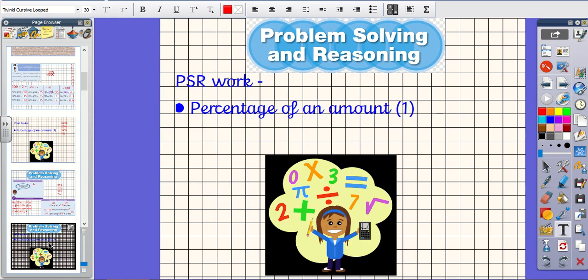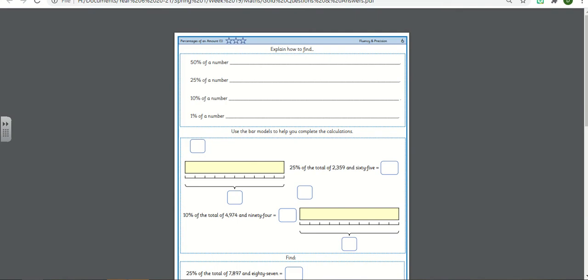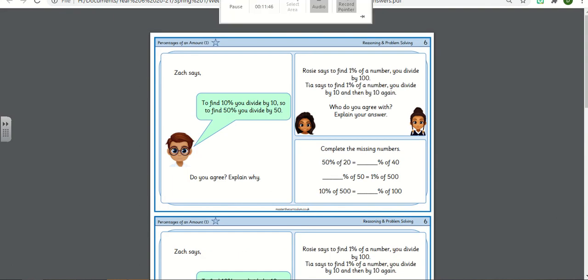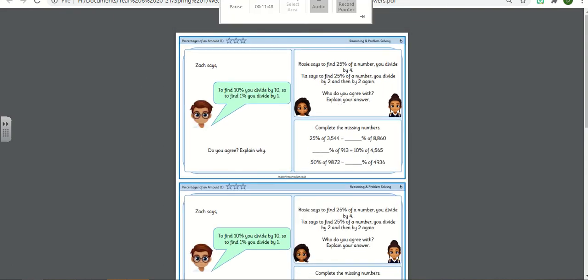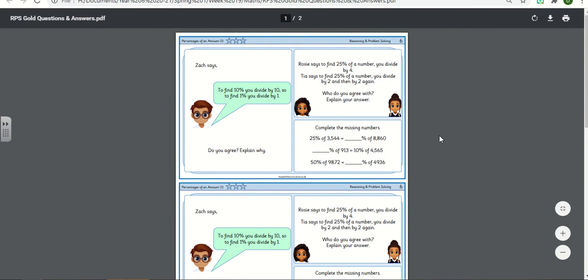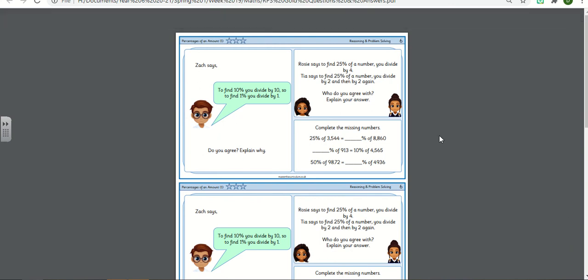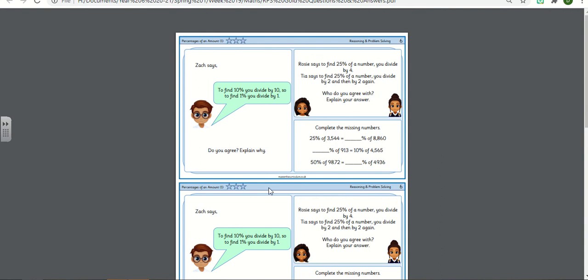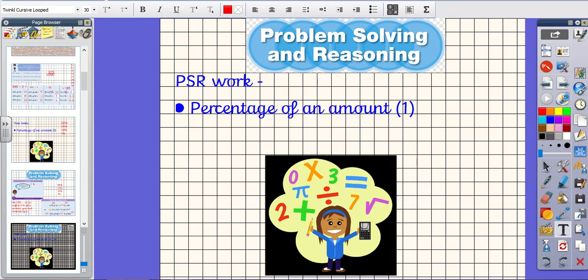Okay then, so your work today, your problem solving and reasoning work, they are all split into bronze questions, silver questions and gold questions. They are all on the website for you. Please self-assess your answers as well. You've got the answers there as well. Self-assess and then send your work to your teachers.